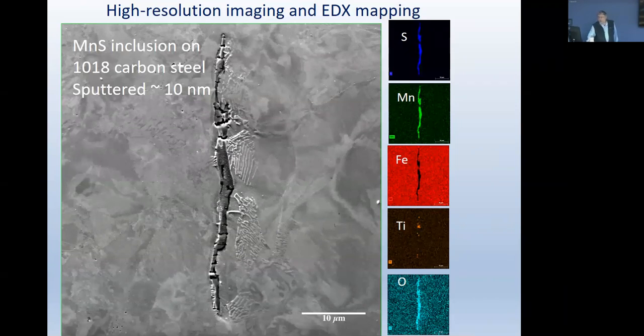So you can see this seems like a manganese sulfide, and there's some titanium here. You see, there's excess oxygen. We sputter this. Sputter means we have an argon ion gun, like sandblasting. We can remove sub-nanometer material from the surface and look at what's underneath.